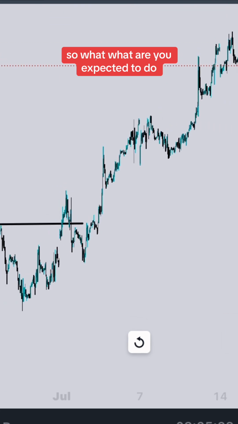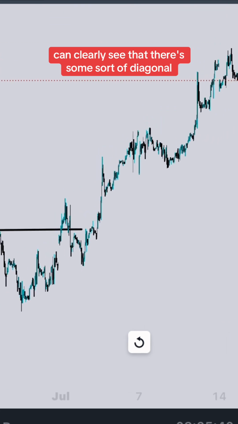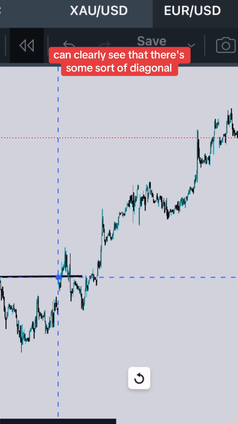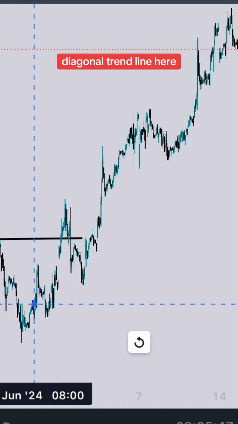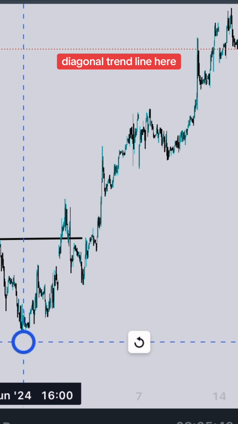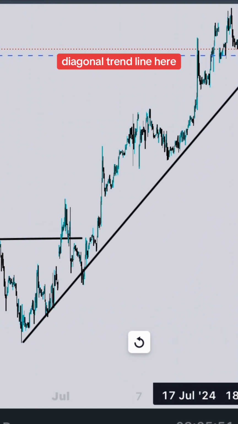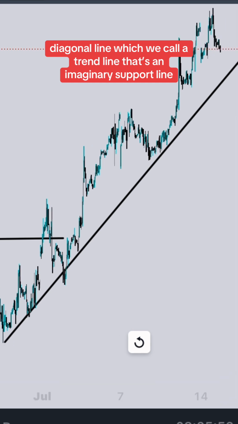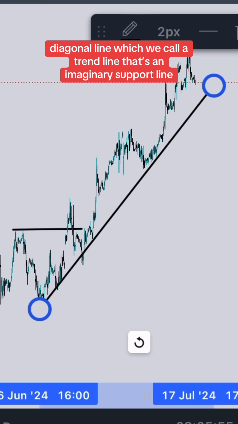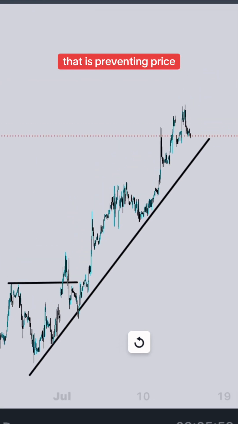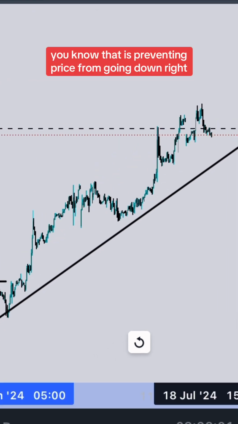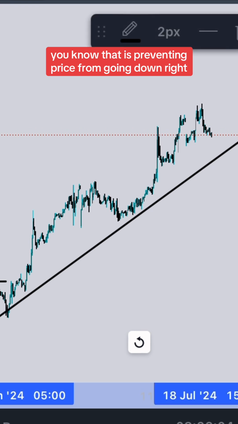So what are you expected to do? You can clearly see that there is some sort of diagonal trend line here, diagonal line, which we call a trend line. That's an imaginary support line that is preventing price from going down, right?